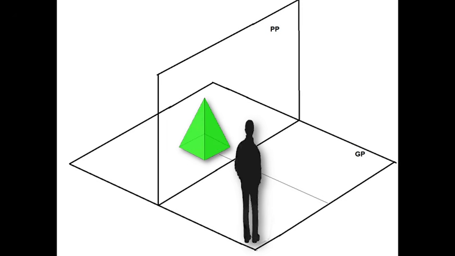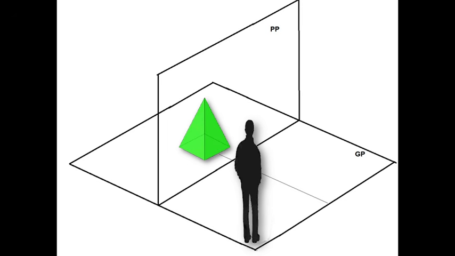The picture plane, or PP, is a vertical transparent plane placed between the observer and the object. The perspective image is formed on this plane when the visual rays from the observer intersect it. Notice how the PP is perpendicular to the GP, forming the basic reference system for perspective projection.